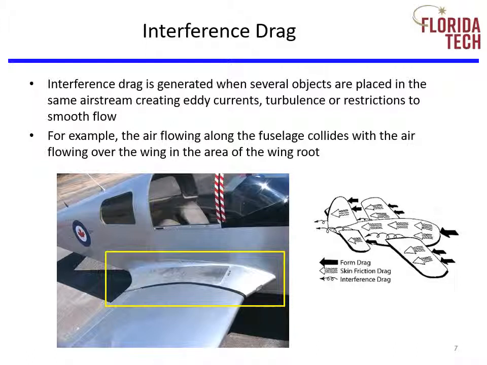Interference drag is generated when several objects are placed in the same airstream, creating eddy currents, turbulence, or restrictions to smooth flow. For example, the air flowing along the fuselage collides with the air flowing over the wing in the area of the wing root. The effects of this collision can be reduced by allowing a smoother merging of two air currents by installing a fairing at the fuselage wing root junction.